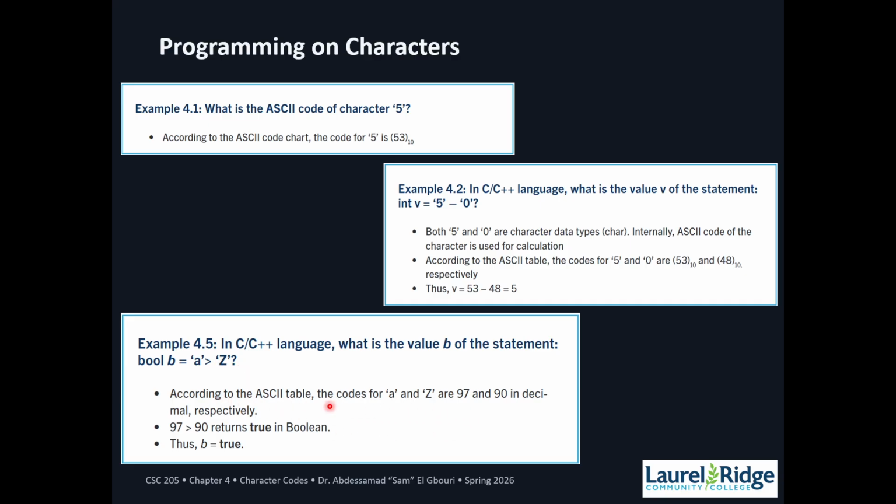So according to the ASCII table, the code for A and Z is 97 and 90. So A is 97, Z is 90, so A is superior to Z. So this statement is true. So you're going to say B is true. That's basically what it is.